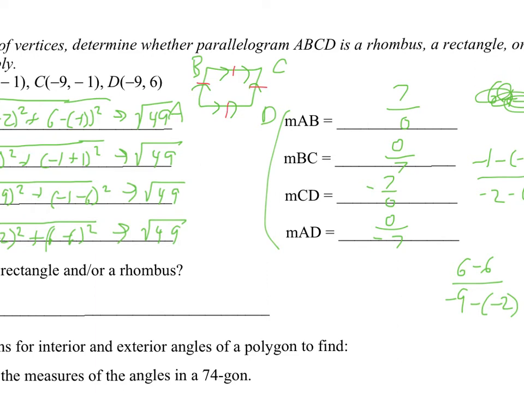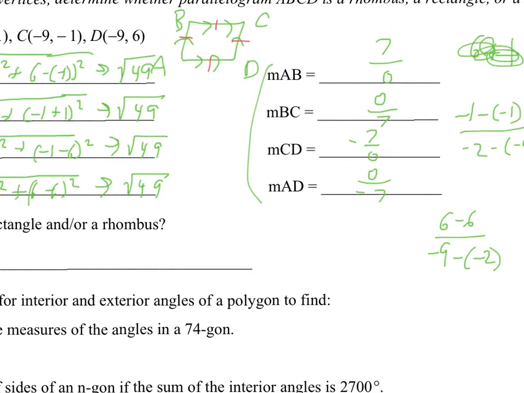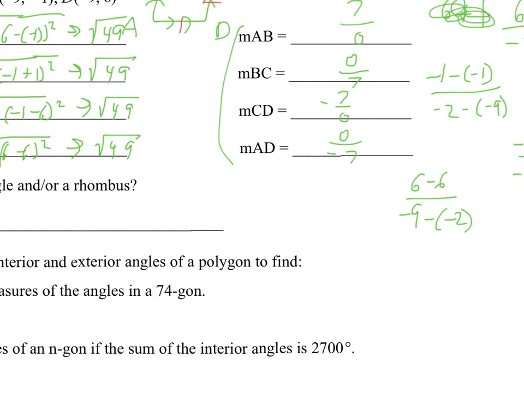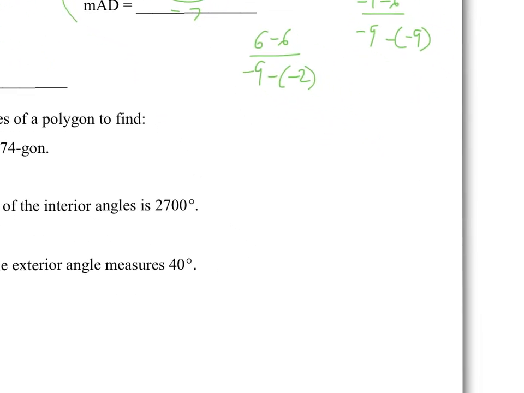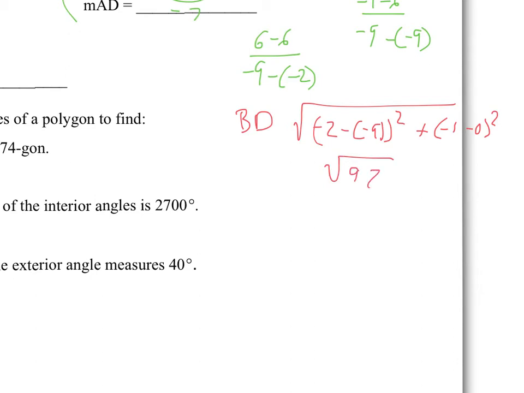Now, we need to determine whether or not it's a rhombus or a rectangle by finding the slope of the diagonals and the distance of the diagonals. Like I said, this is a long problem. So if I'm looking at BD, the distance formula is going to be -2 minus -9 squared plus -1 minus 0 squared. When you do that, you should get radical 98. I did something wrong there.